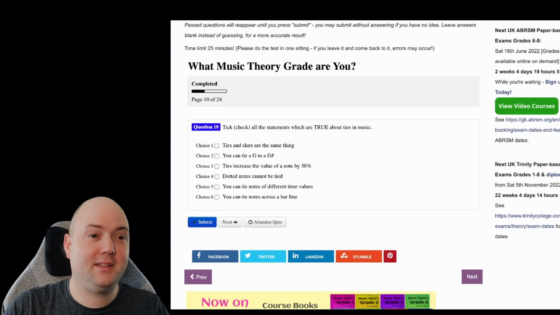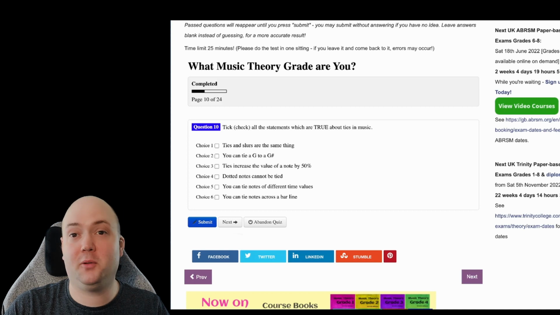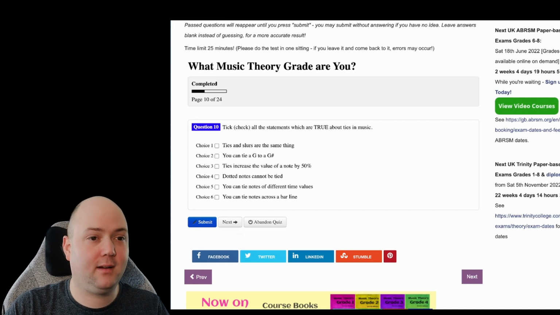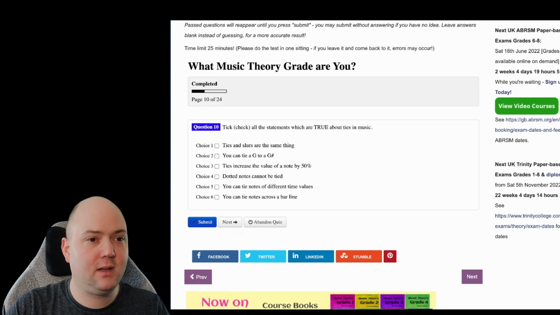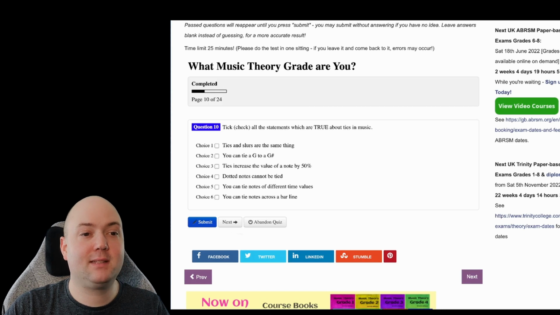Slurs and ties are the same thing. I don't know why I just swapped those two, but ties and slurs are the same thing. No, they're not. They are absolutely not. A slur is between two different notes, and ties are between the same note. You can't tie a G to a G sharp. No, again, slurs are between two different notes. Ties have to be the same note, so that's incorrect. Ties increase the value of a note by 50%. Not necessarily, it depends on what you're tying to.